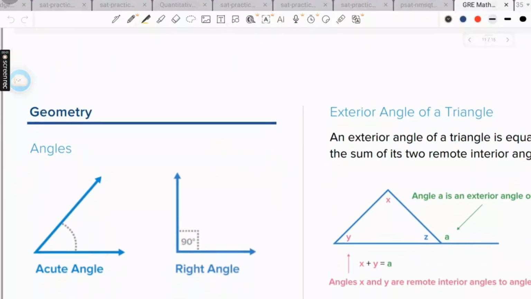We start with points. A point like this has no dimension. Line: you see points, you join them together, they form a line, and the line is one dimension.